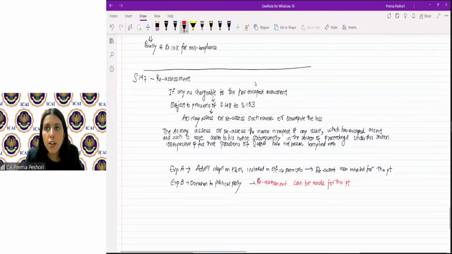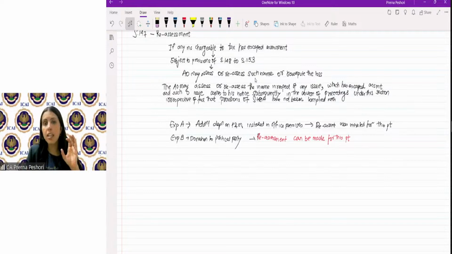Okay. Now, let's say, for example, students, that for the expense A, let's say the AO drops the assessment for expense A, because the assessee satisfies him that no, this plant and machinery is not for the office premises, this is in my factory, and the AO is satisfied. And now, after dropping the assessment for expense A, the AO does not proceed with expense A. The AO proceeds with expense B. So in that particular case, can the assessment survive?